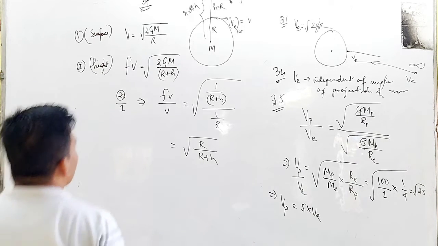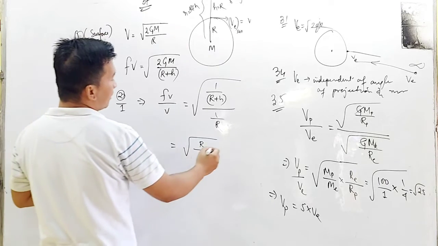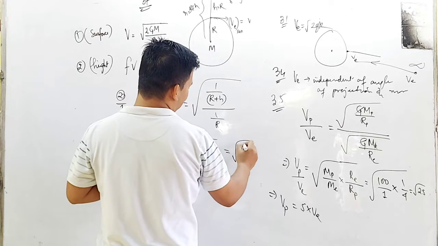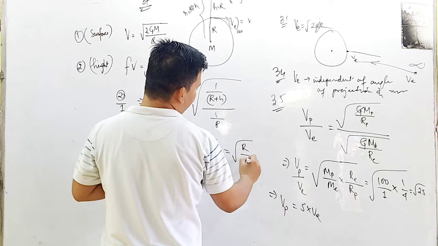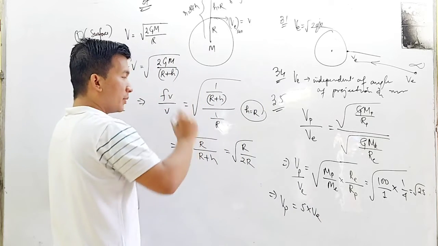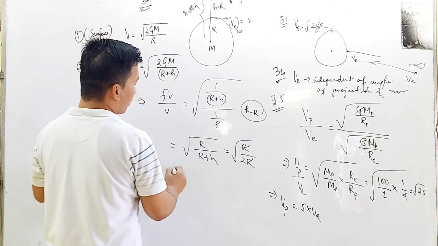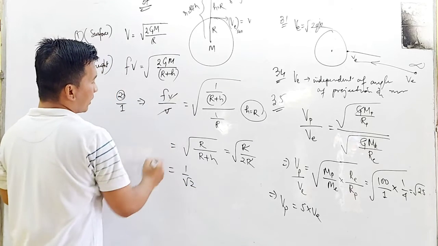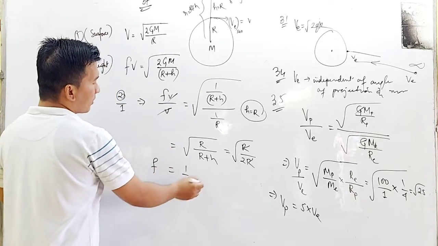So if R is the value and B is 1 by root over 2 times the height, then substituting, this is equal to R. This 1 by root over 2 gets cancelled out, so F is equal to 1 by root over 2.